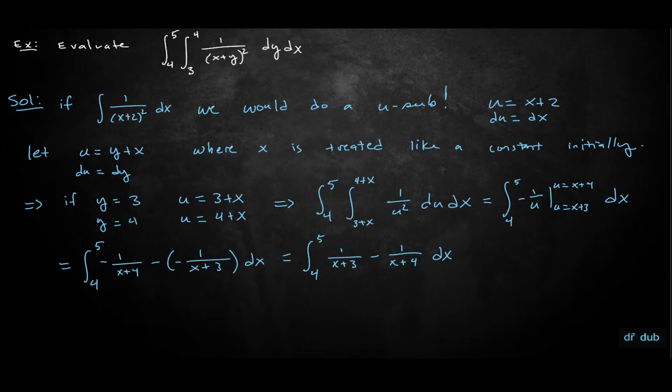And now how do we integrate these two? I guess technically it's like a little u sub for each expression: u equals x plus 3 and then u equals x plus 4. Or if you don't want to use the same letter, we could use something else like w for one and v for the other one. But it's just going to be natural log. So this is going to be natural log absolute value x plus 3 minus natural log absolute value x plus 4 from x equals 4 to x equals 5.